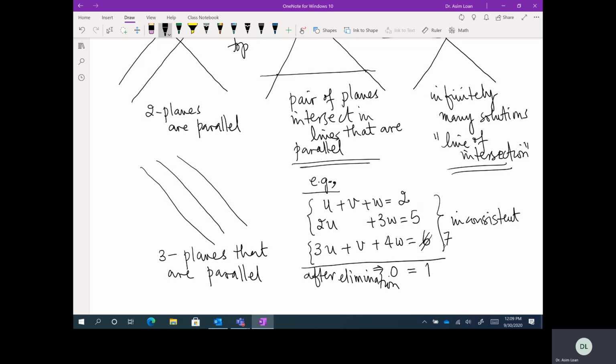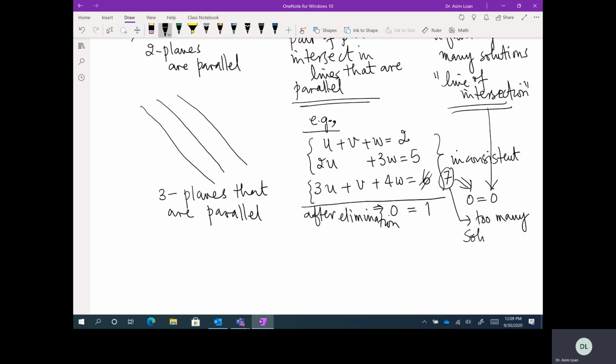If I change this 6 to a 7, this implies I have 0 is equal to 0, which is what I get over here. Where all the planes now have an intersection, we have infinitely many solutions. So if this is a 7, this implies you have infinitely many solutions.